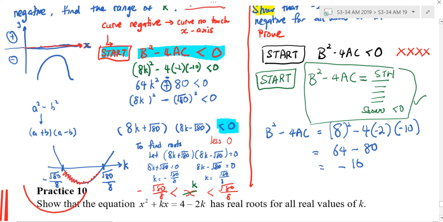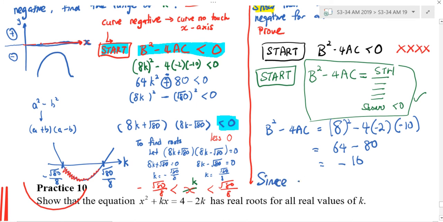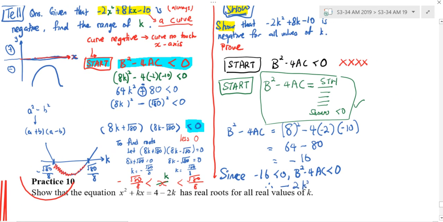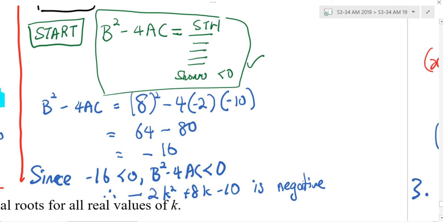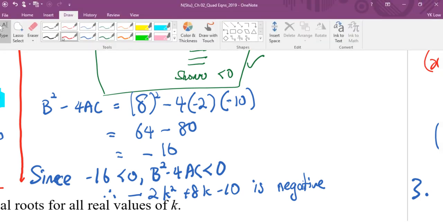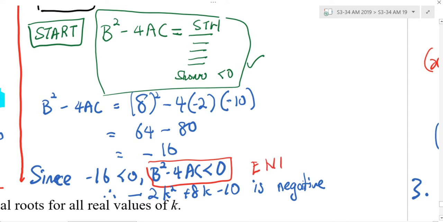Ready? Now, right now. Since negative 16 is lesser than 0, b squared minus 4ac is less than 0, therefore, copy back the equation. Minus 2k squared plus 8k minus 10 is negative. I say good observation. I say you cannot put this at the start, but you must put this at the end. So this one must come out in the end. Copy this and then I do a side-by-side comparison with you.